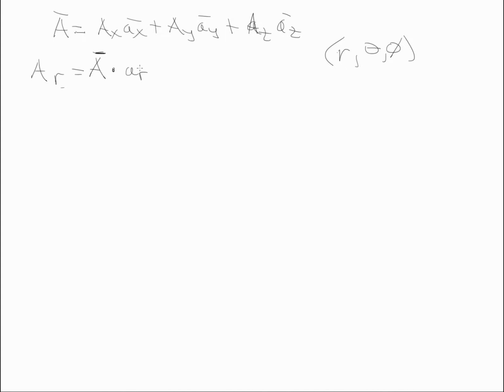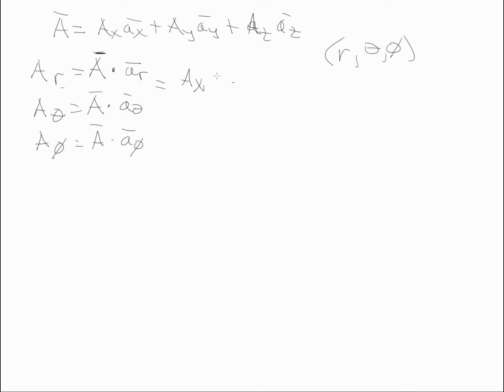So this would be A r. And likewise, if you wanted A theta, it would be A dot a theta, and A phi would be equal to A dot a phi. And again, you would do a very similar procedure. You would just basically do each component, a dot product of each component.